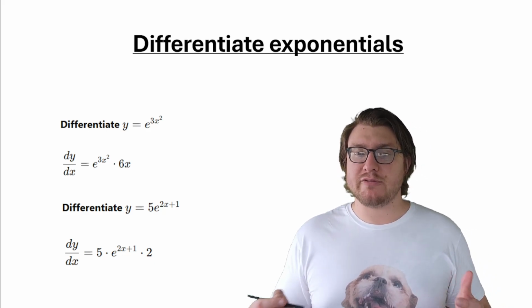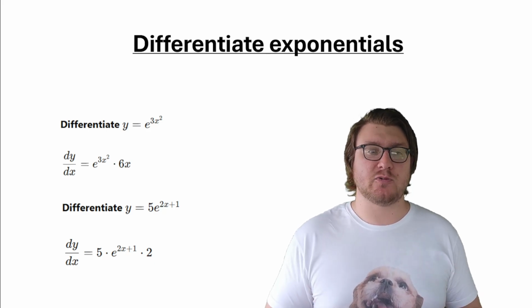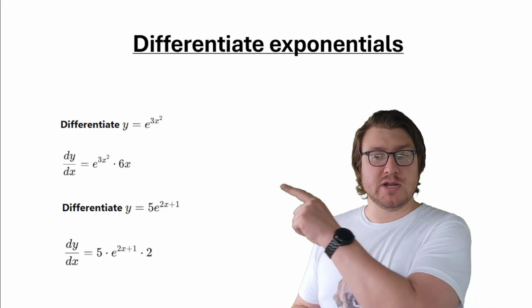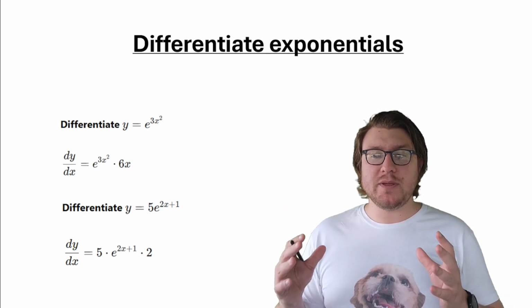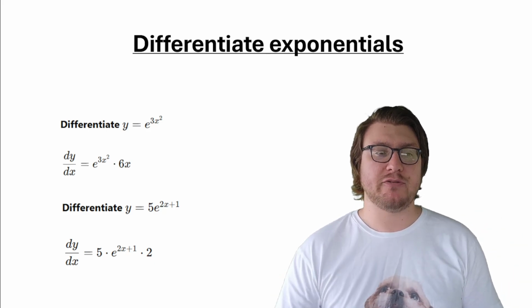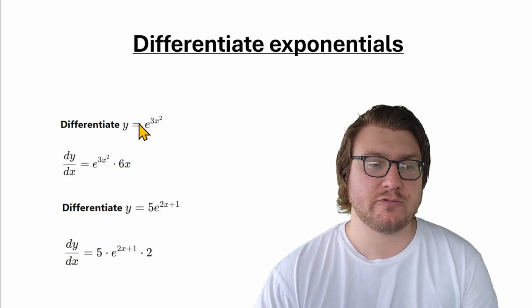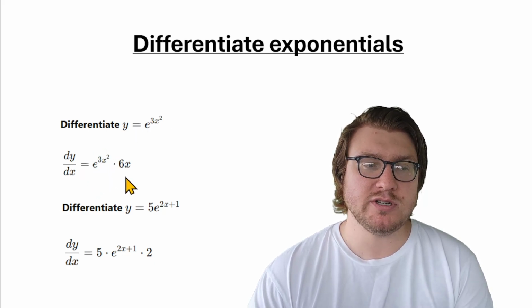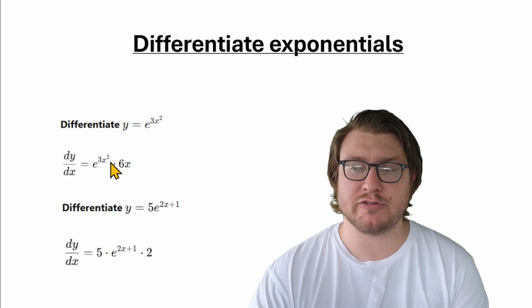First, we have y is equal to e to the 3x squared. Well, what did we say? If we want dy dx, we're going to copy the whole thing just like we had it before. The whole equation for the e to the x term is copied. But then we multiply by the derivative of the power.